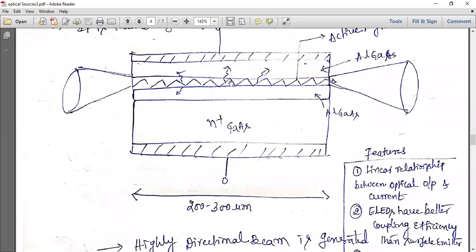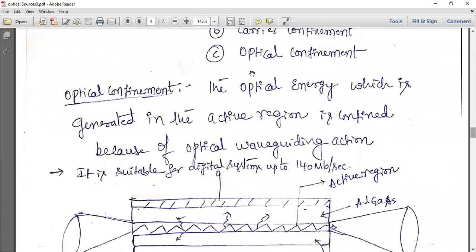Here, instead of taking the well at the surface, we have taken the opening at the edges. The light generated at the edges is taken out, and the beam cone looks like this. Within this cone your light is generated. Write the same double heterostructure and the same energy band diagram. Instead of taking light at the surface, we take it at the edges, and the light generated is a very directional beam, not parallel but very directional. That is why optical confinement will be there.